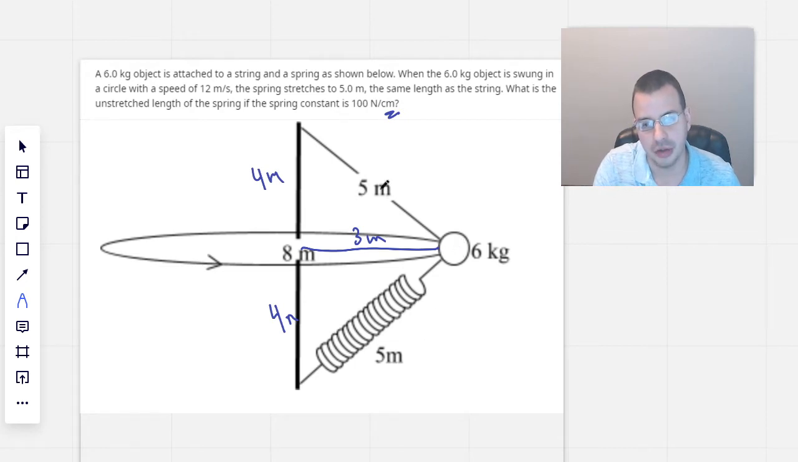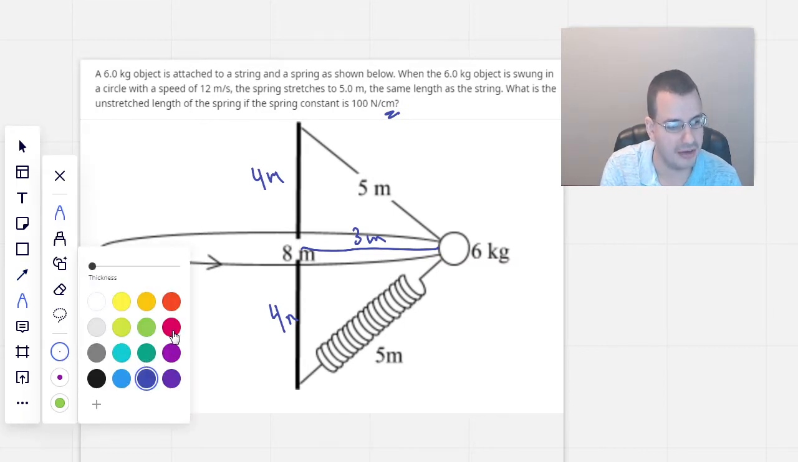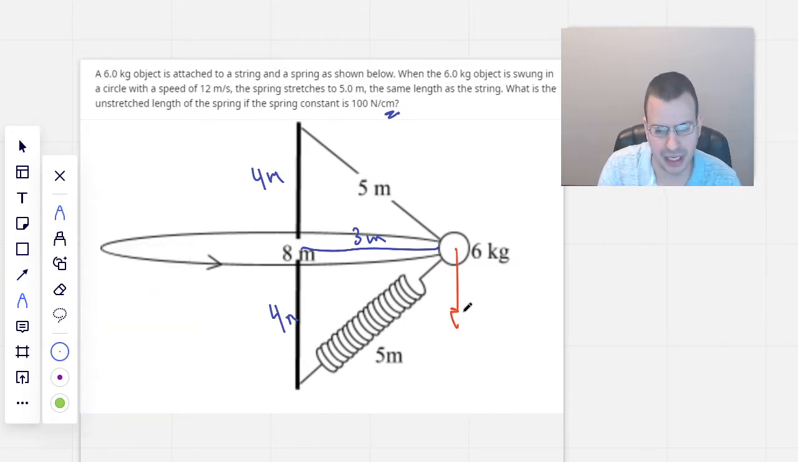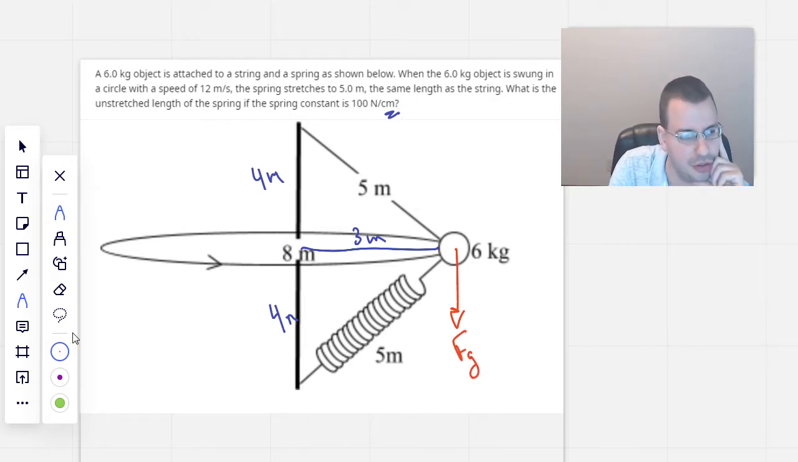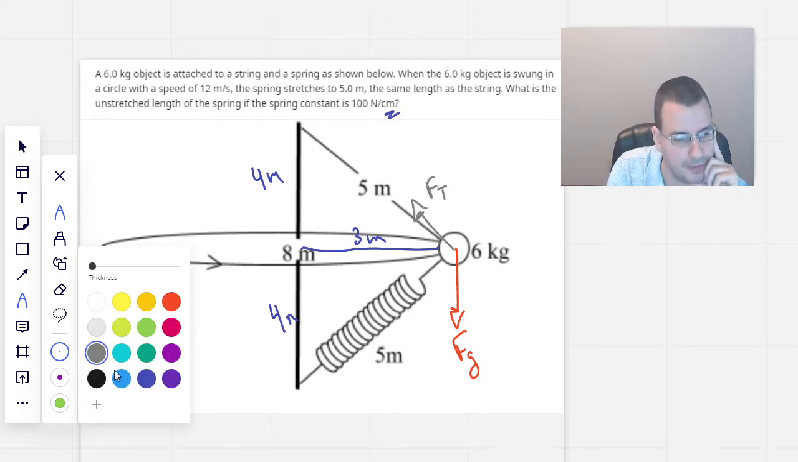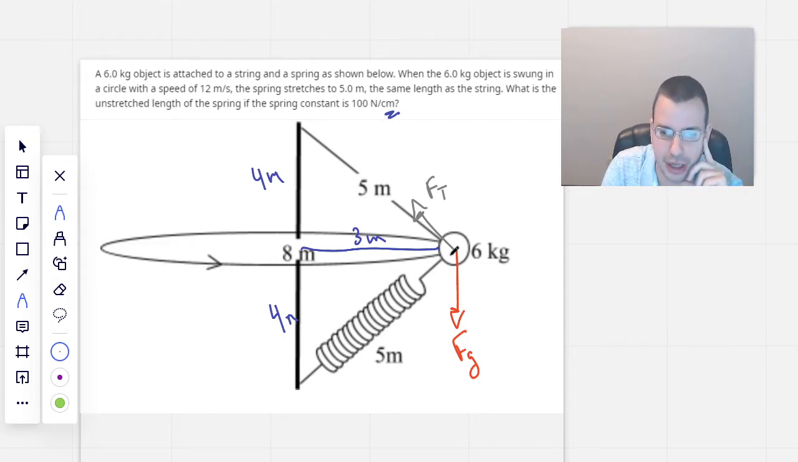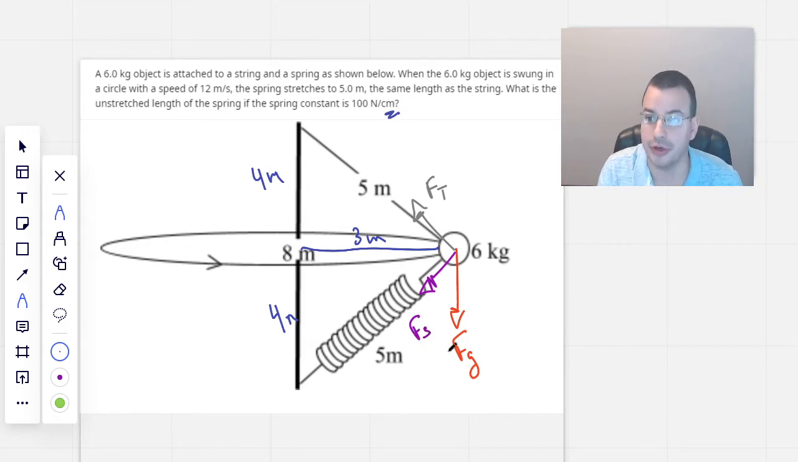And so the tension of the string is pulling it upwards and inwards, and the spring is also pulling it inwards, but then also downwards. And we also have gravity pulling it like so. This would be force gravity. Then I'm going to do force tension this way. I could do force string, but that's going to be confused with force spring, which will be force S.